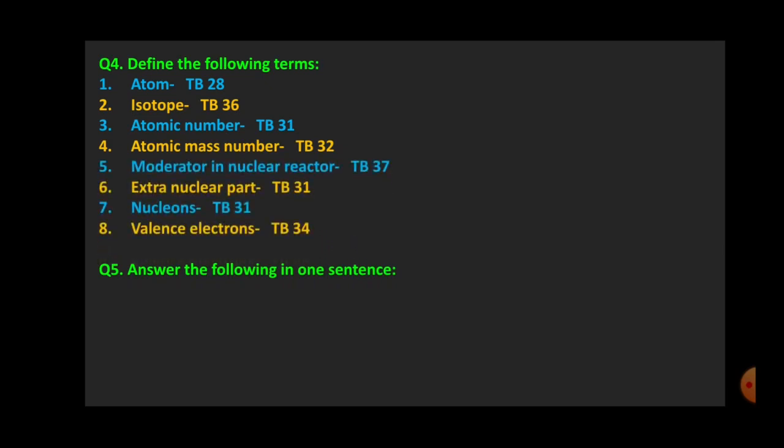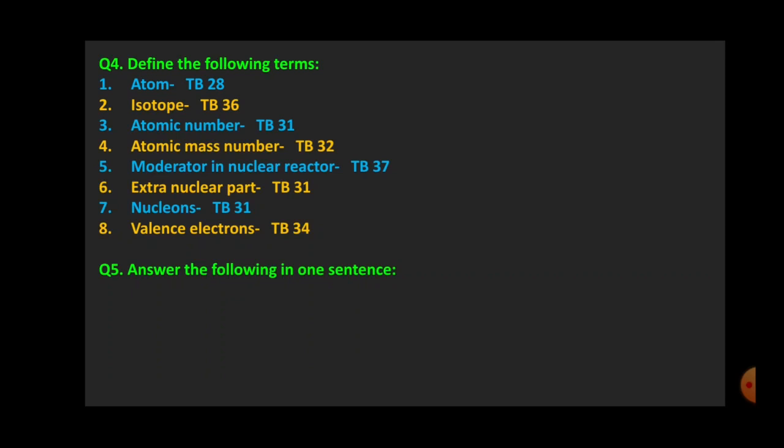Then fifth one is moderator in nuclear reactor. It is also directly given on page number 37. The moderator is written with the red color bold letters in the second half of the page. Graphite or heavy water is used as moderator for reducing the speed of the neutrons.